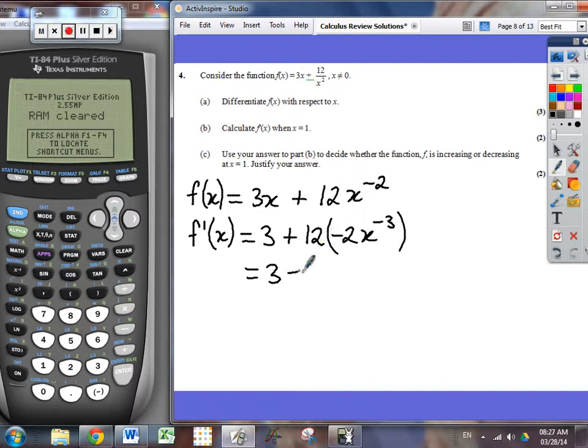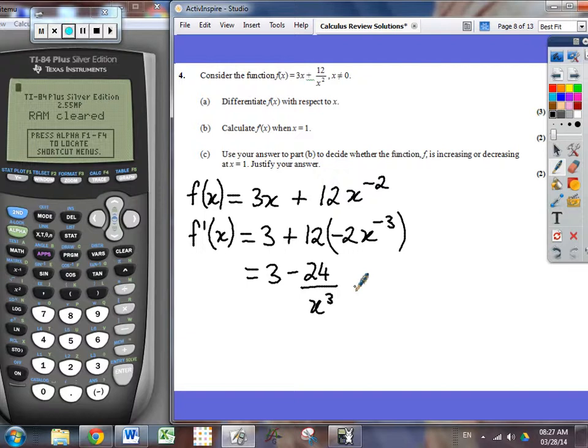If I simplify this expression, I get 3 plus 12 times negative 2 is negative 24, and my x to the negative 3 I can move down to the bottom, where it becomes an x to the positive 3. IB won't deduct marks if you don't move your exponent down, I don't think, but I like to move it down because it's much easier to substitute into something which does not have a negative exponent.